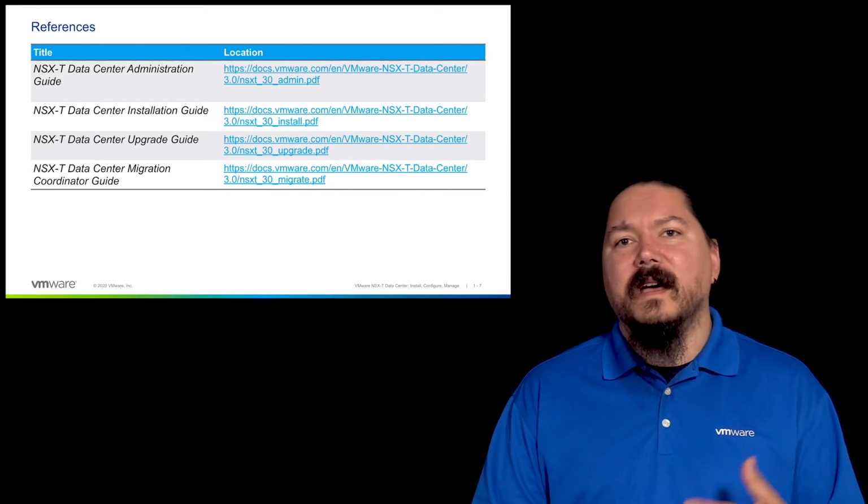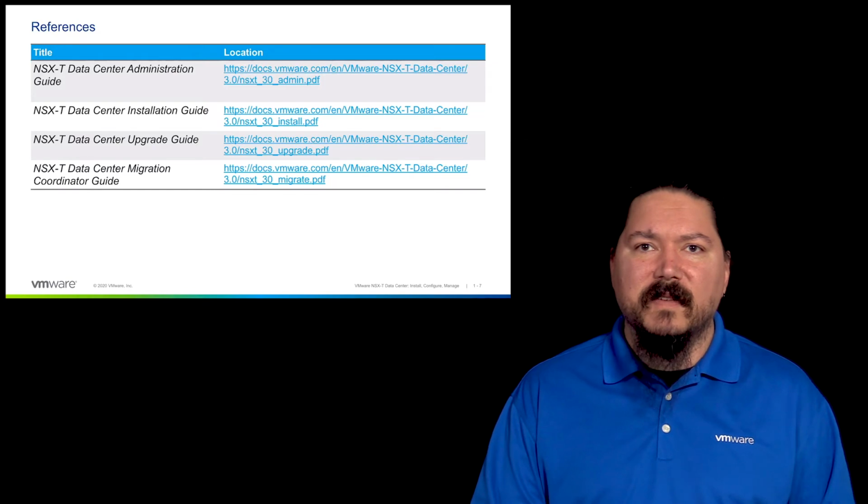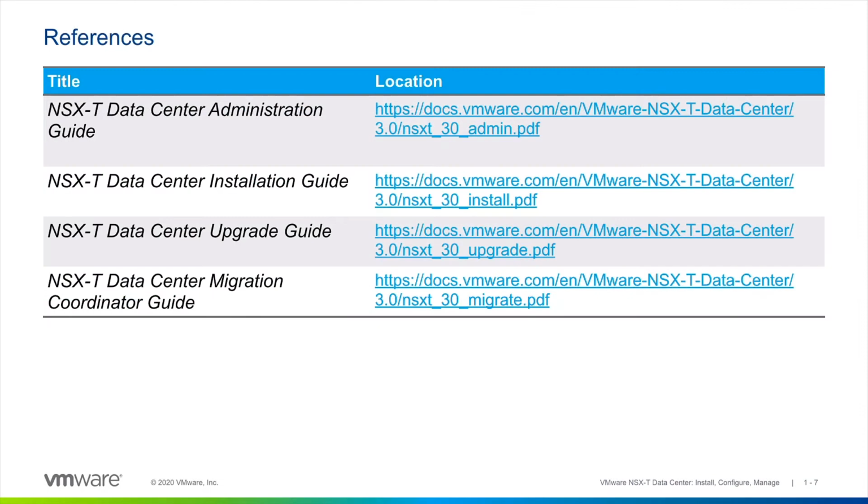At docs.vmware.com, you can go look at all products, find VMware NSX-T Data Center, and from there, find the administration guide, the installation guide, the upgrade guide, or the migration coordinator guide, or so on. All of these documents are publicly available. They're freely available at docs.vmware.com.